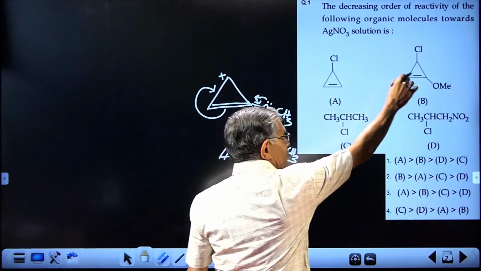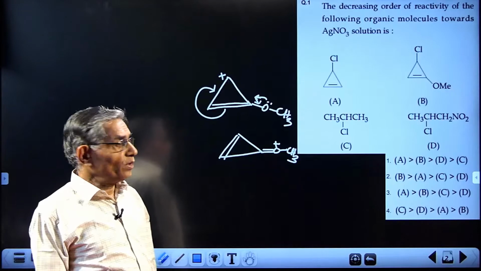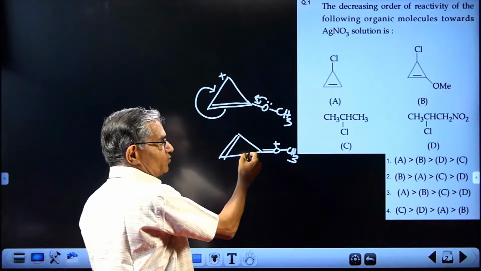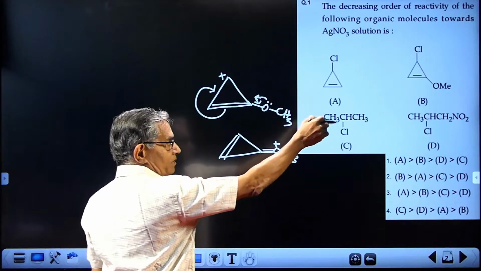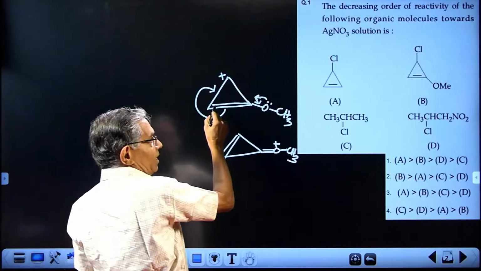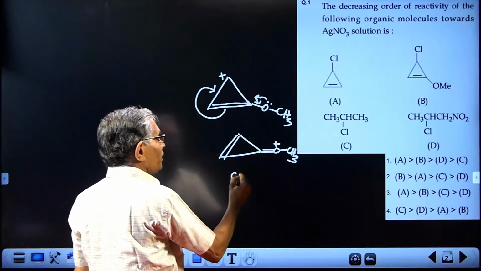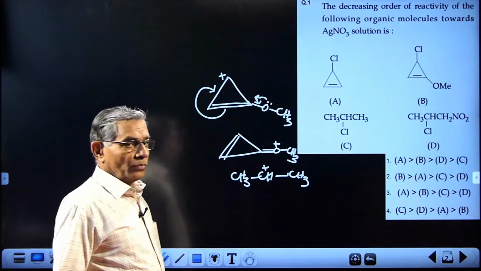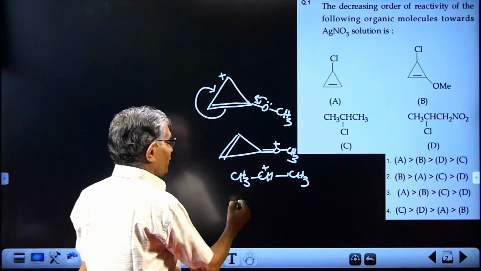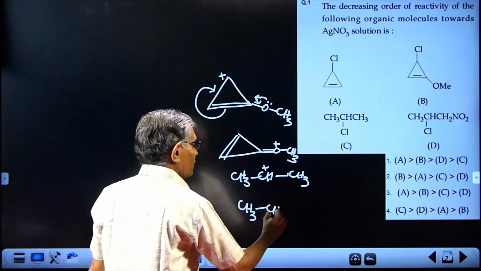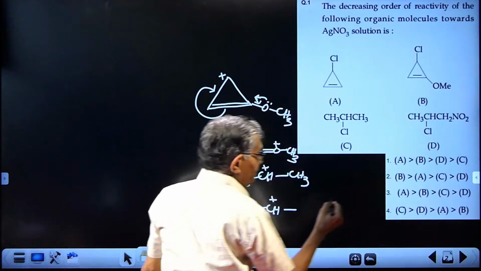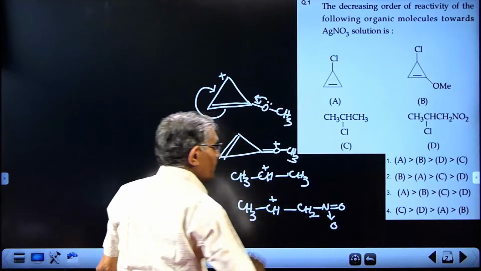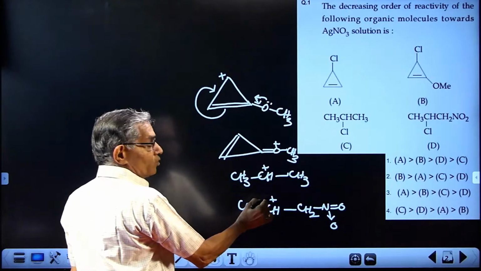So, let all these molecules lose chlorine as chloride. Then the corresponding carbocations obtained are this one for option B, the next option is this one, and A gives this carbocation. What about the other? This will give the carbocation CH3, CH plus, CH3. And this will be another carbocation which is this one, CH plus followed by CH2NO2, this way. Anyway, this double bond is not in conjugation with the positive charge.